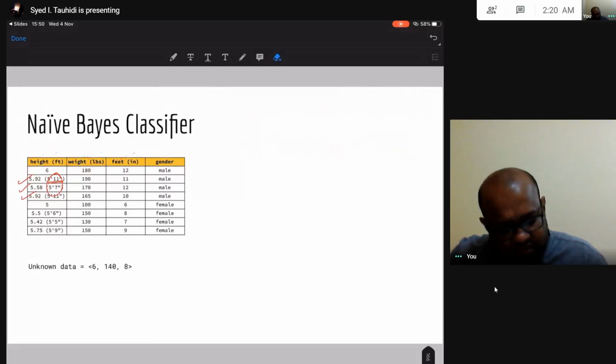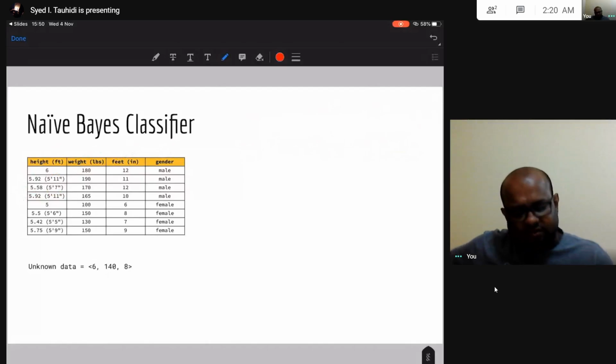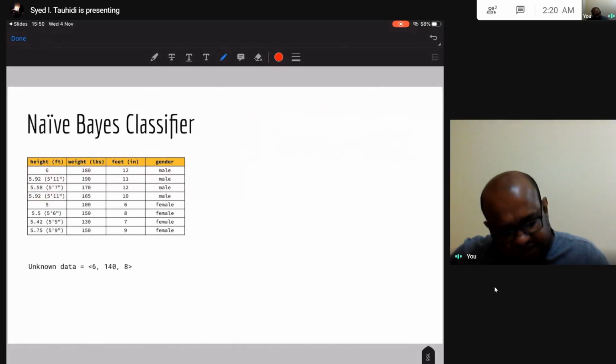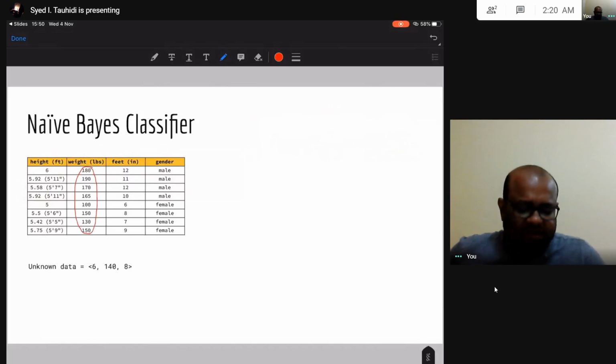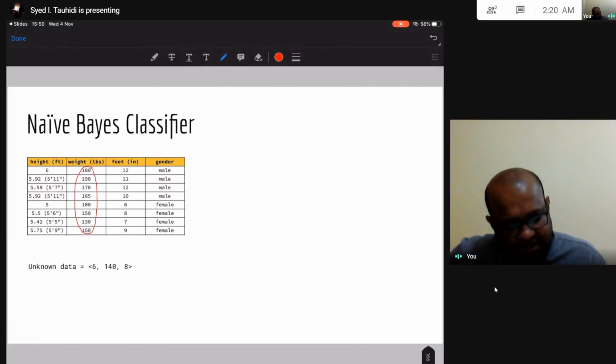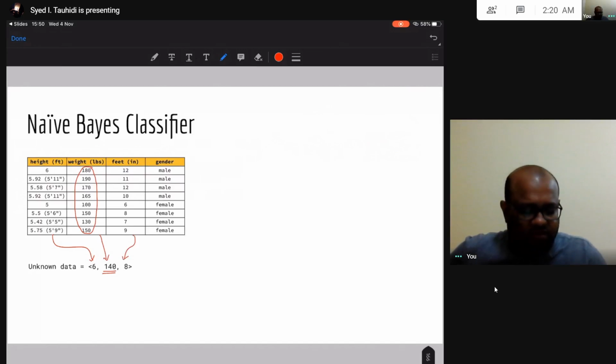Okay, now here is the demo. Say I have this. This is the column, and this is my unknown data. The height is 6 feet, the weight is 140 pounds, and the foot size is 8. This is the data that is given to me.